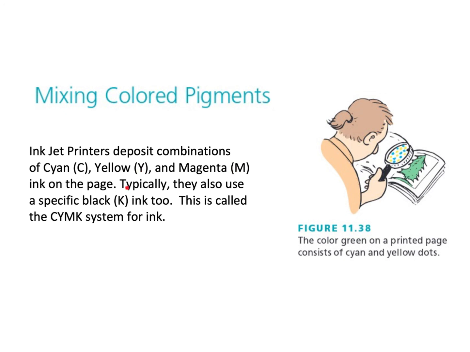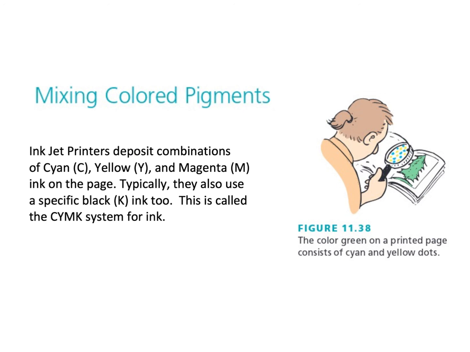Now, typically, they also use a separate cartridge for black ink, which is usually labeled with a K. And nobody's really sure why K is used. It's a very old standard. There are a couple of different theories, but I'm not going to go into that. Just know that the black ink is represented by the letter K. Now, why do you have a separate cartridge in your printer, for example, that has black ink, when we know that I can actually make black ink by combining the pigments for cyan, yellow, and magenta?